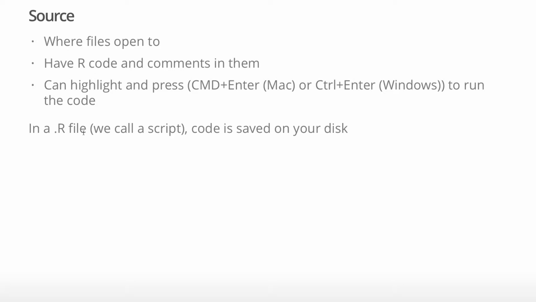Source. If you double click on an R file on your computer, and RStudio is associated with it, that's where it opens up to. It's where the code and the comments are. You can highlight code and press Command Enter or Control Enter, Mac or Windows, to run the code. That's where you will actually save analyses. You'll do the interactive stuff in the console, but you'll save all the commands somewhere else so that you have a reproducible analysis in a script.